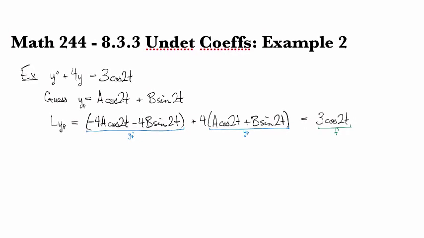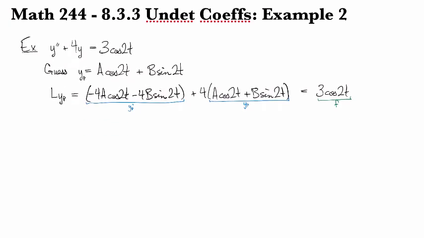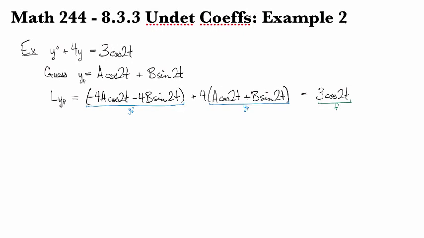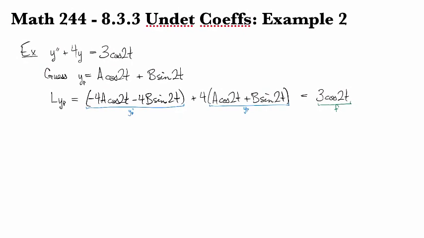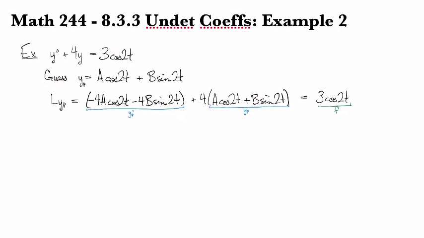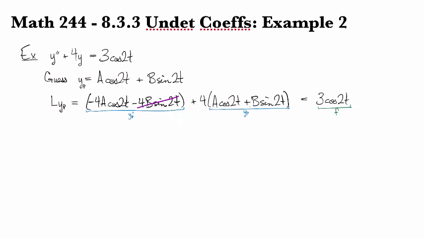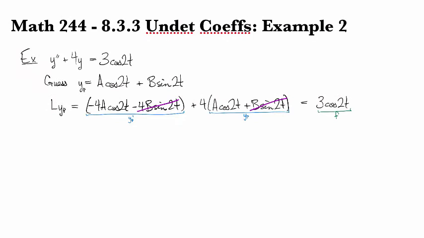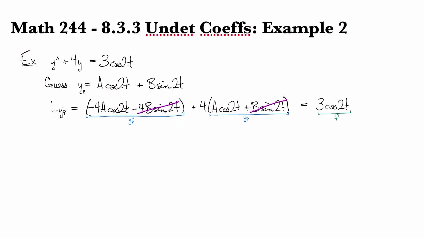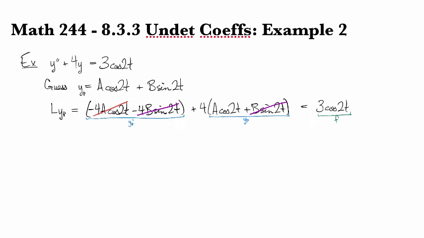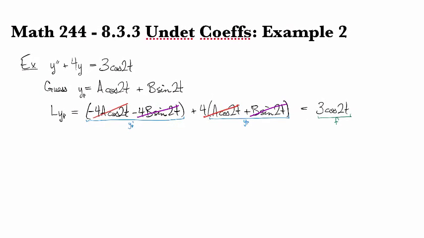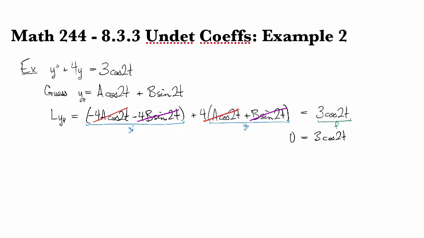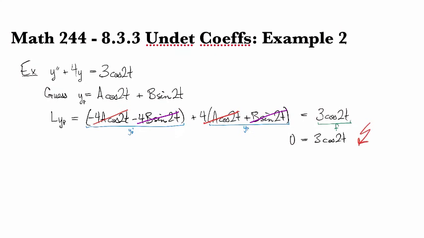And then this is supposed to be equal to our forcing function, 3 cosine 2t. All right. So now we draw up the equations for the different terms. Adding up the sine terms, I see that there's minus 4b sine terms here and positive 4b sine terms here, and so those are going to cancel. And that just leaves me with the cosine terms, and I notice that there's minus 4a of them here and positive 4a of them there, and that cancels, and so that leaves me with 0 equals 3 cosine 2t, which is clearly wrong. So that's not good.